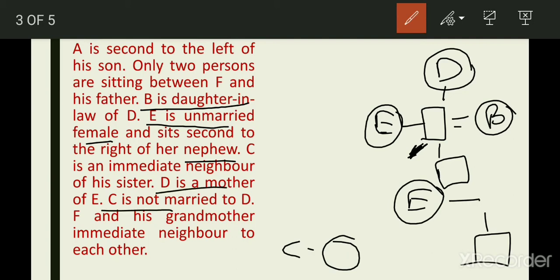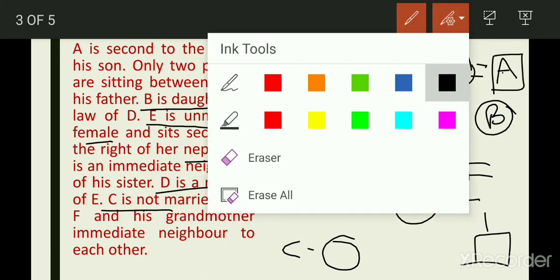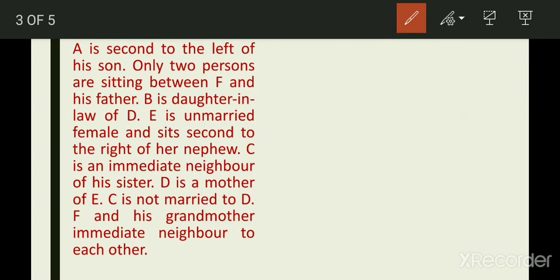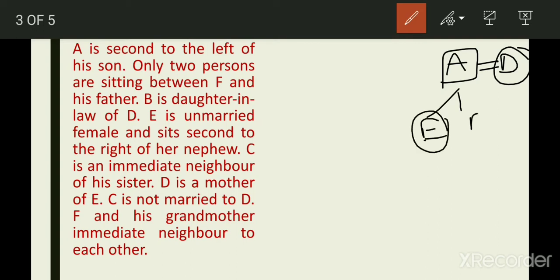Since C cannot be married to D, the position for C would be this one. Next, F and his grandmother. Only this position can be taken by F, and the remaining one, A, is grandfather of F. So our final arrangement would be A, his wife D, they have 2 children, E and C, and C is married to B, and they have a son named F.